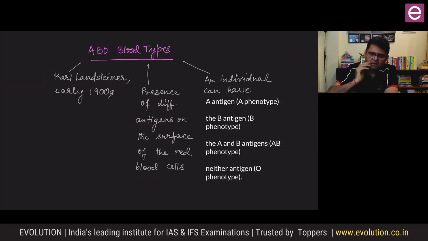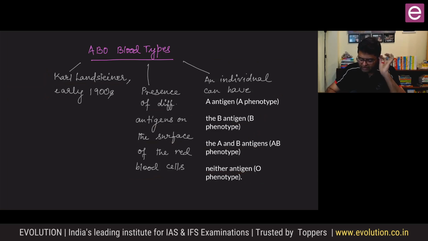A given individual can have only the A antigen, and that person will have A type blood. A given person can have only the B antigen, and that person will have B type blood. A person can have both A and B type antigens, and that person has AB type blood. And a person may have neither antigen, and that person will have O type blood.